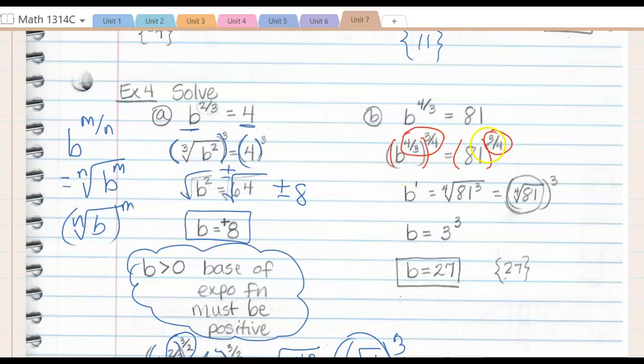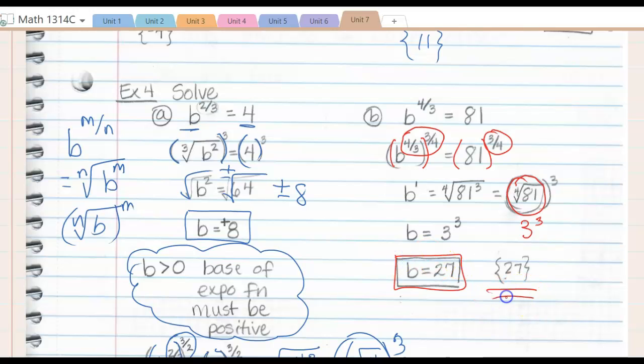And then I'm rewriting 3/4 as the 4th root of 81 cubed. And again, I don't know what 81 cubed is, but I do know the 4th root of 81 is 3. So now I just need to figure out 3 cubed, and that's 27. And our answer is 27.